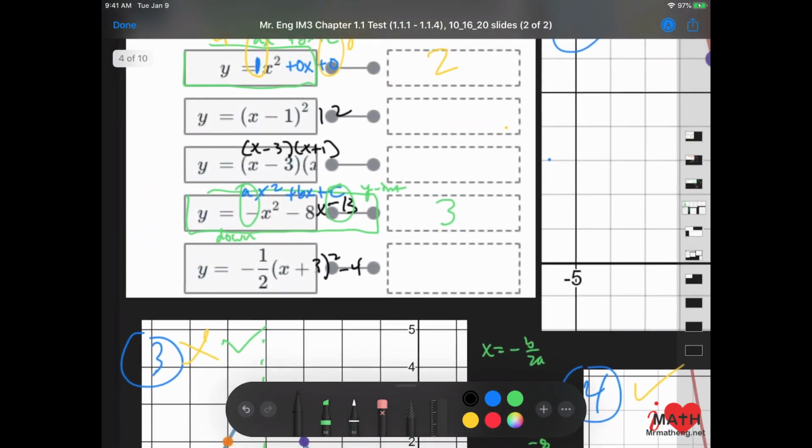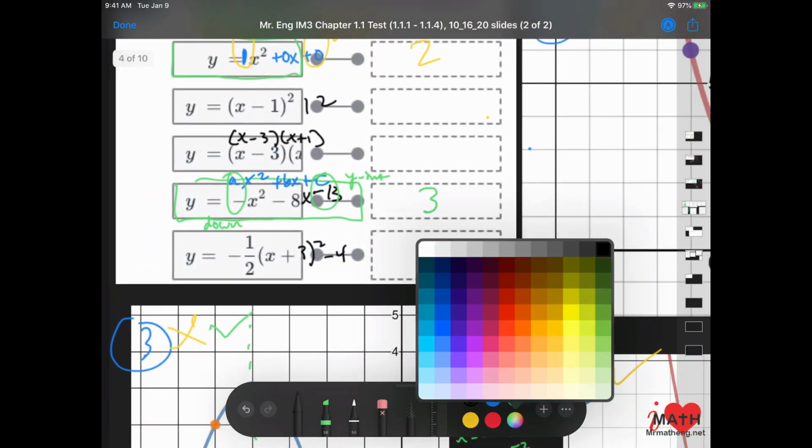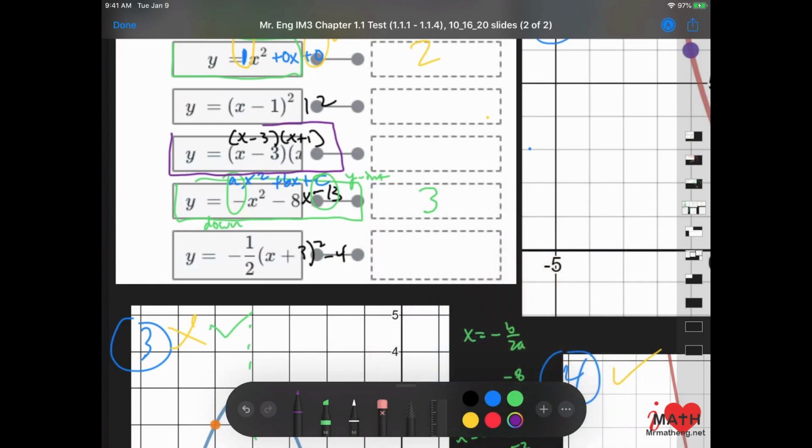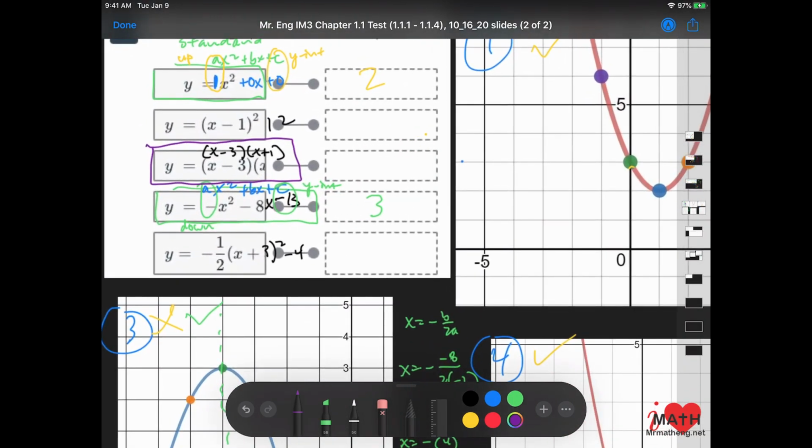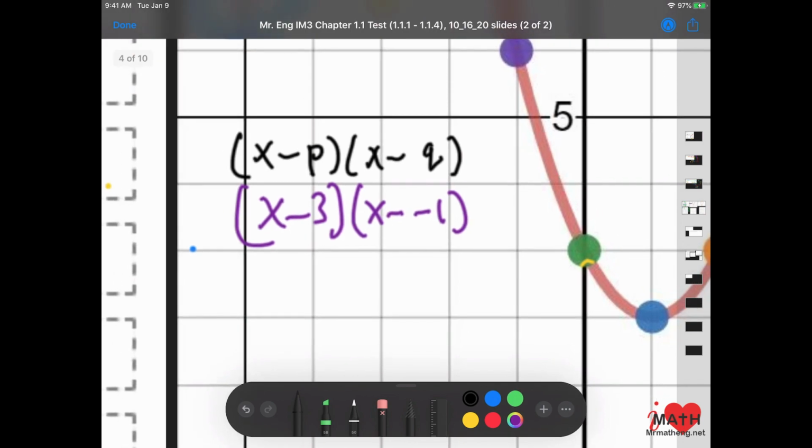Let's do this one in the middle. Let's do purple. That one has two sets of parentheses, so that one is our factored form. I'm going to change the x plus 1 to x minus negative 1. Why? Because the factored form is something like this: x minus p, x minus q. Did you see how the formula has a minus sign?